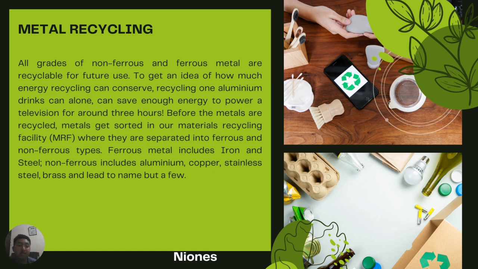Okay, so before the metals are recycled, metals get sorted in our materials recycling facility or the MRF. Okay, so where they are separated into ferrous and non-ferrous types. So what are the ferrous metals? So the ferrous metal includes iron and steel. So what is the non-ferrous? Okay, what are the non-ferrous materials or metals? It includes aluminum, copper, stainless steel, brass, and lead, to name but a few.